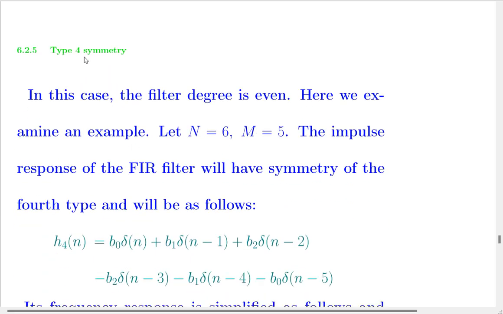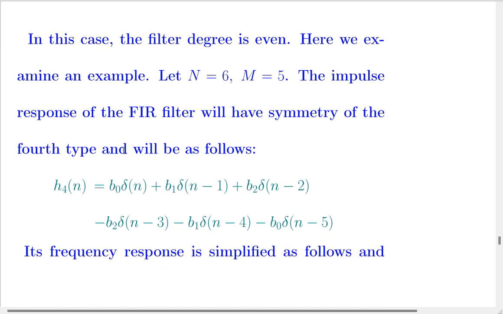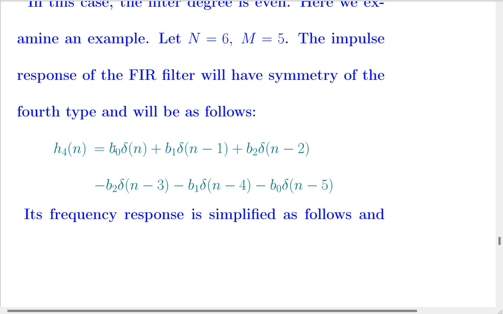Now, finishing up with the fourth type. In this case, the filter degree is even. Here we examine an example. Let N be equal to 6 and M 5. The impulse response of the FIR filter will have symmetry of the fourth type and will be as follows. Here again, b0, b1, b2, having no 0, immediately minus b2. So b0, b1, b2, minus b2, minus b1, minus b0.